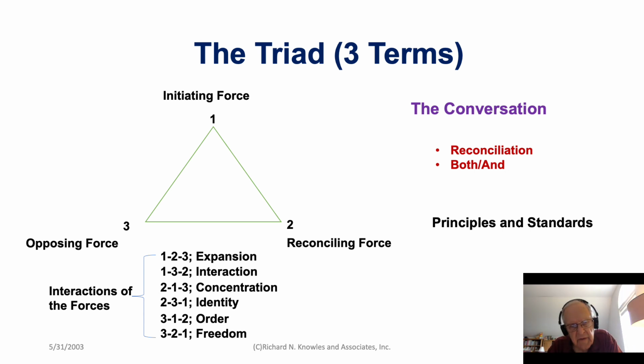All 3 of these can come together in 6 different ways, which Bennett named expansion, interaction, concentration, identity, order, and freedom. As we dig into this, it gets more and more complex, and I found that we really don't need to go into that level of depth to use these ideas around the Process Enneagram figure. It's sufficient for us to say, these are the principles and standards by which we're going to work together in order to fulfill our intention.